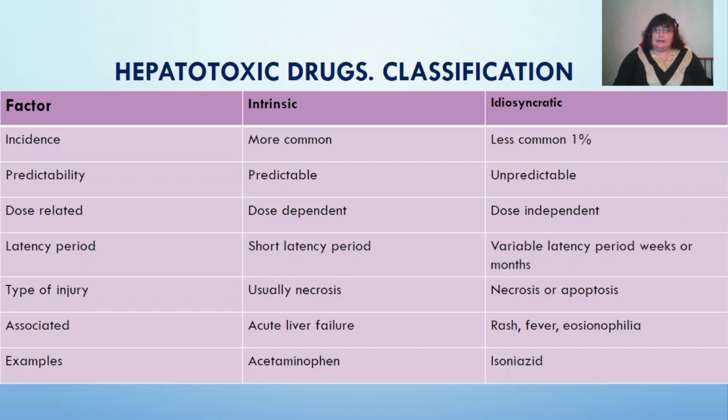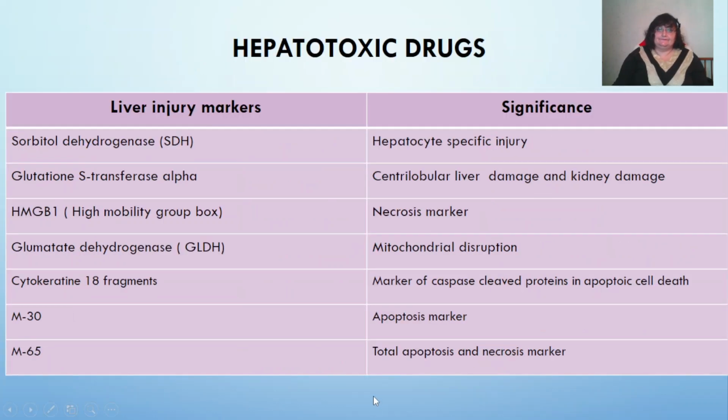Type of injury: intrinsic is usually necrosis, and idiosyncratic is necrosis or apoptosis. Associated features: intrinsic is associated with acute liver failure, idiosyncratic with rash, fever, and eosinophilia. Examples: intrinsic, the medicine is acetaminophen; idiosyncratic, it can be isoniazid.